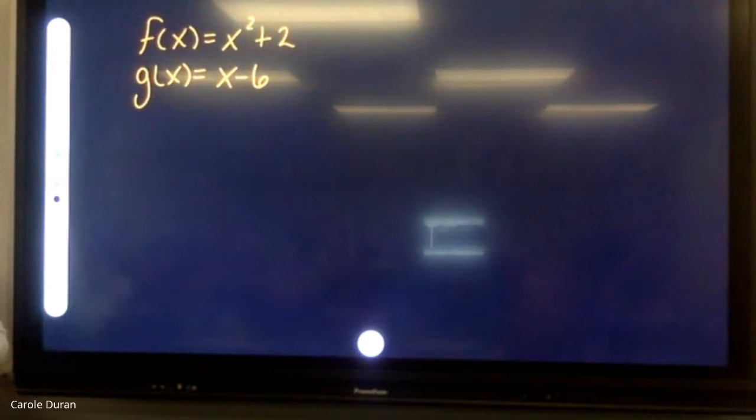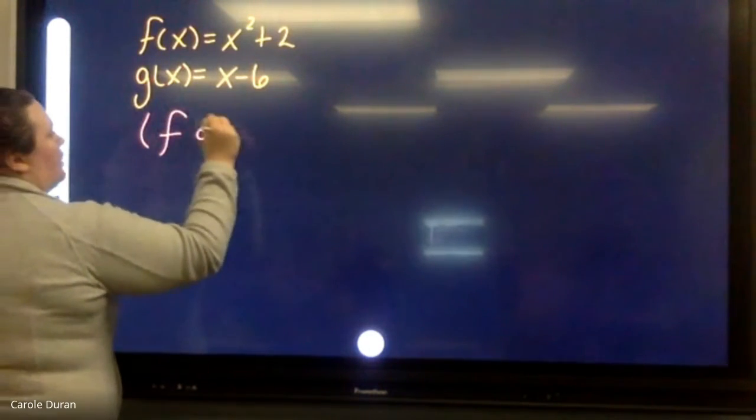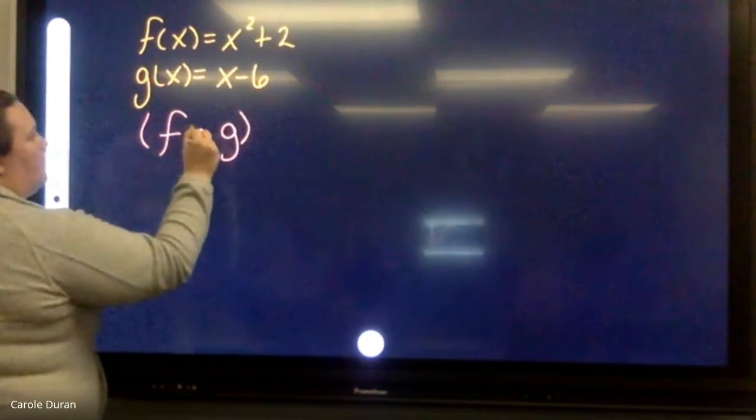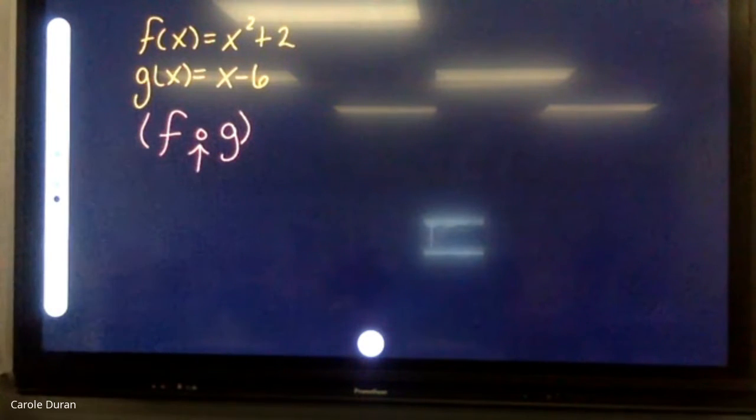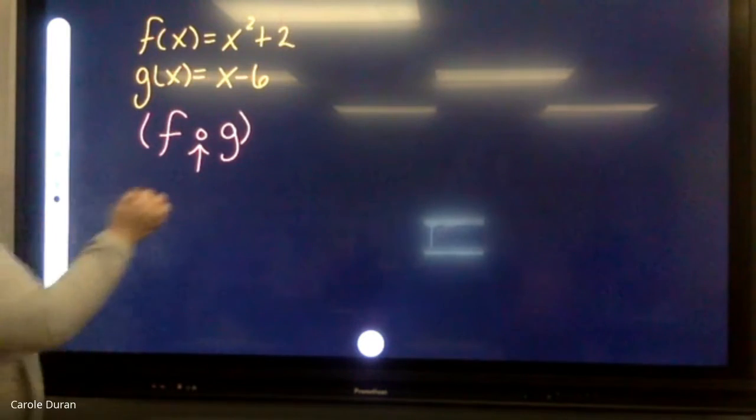We're going to do the composition both ways. I'm going to do f of g first. Whenever you see an open circle that looks like an O, that means we're doing composition, not multiplication. You should know the difference between an open circle and a closed circle. If you're writing a problem like this, make sure you're very specific about whether it's an open circle or a closed circle because they mean different things here.